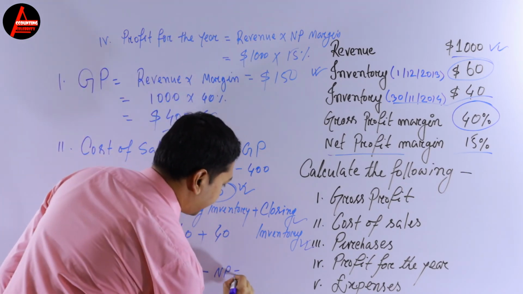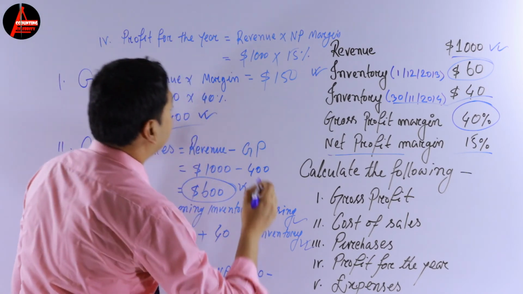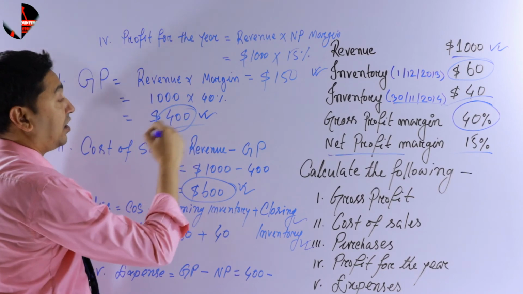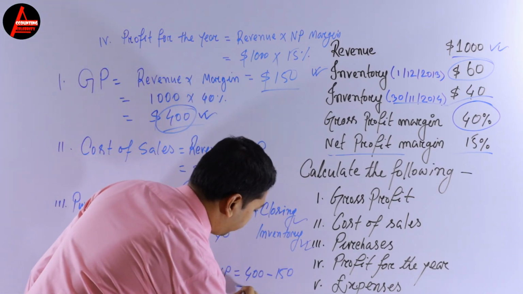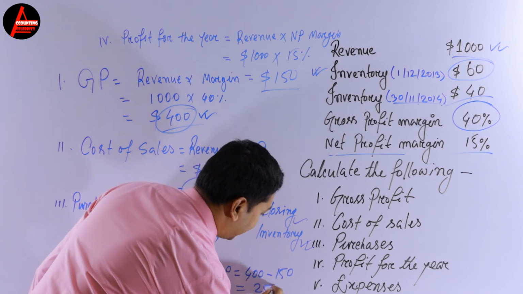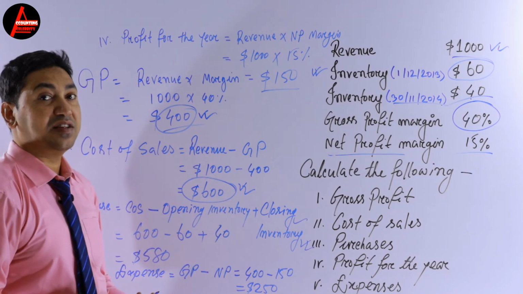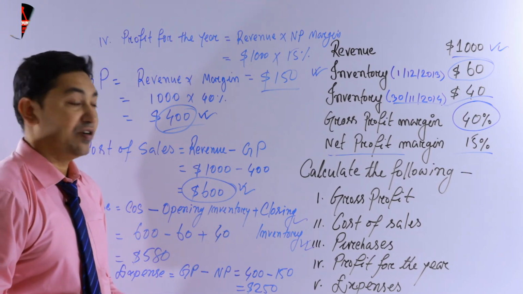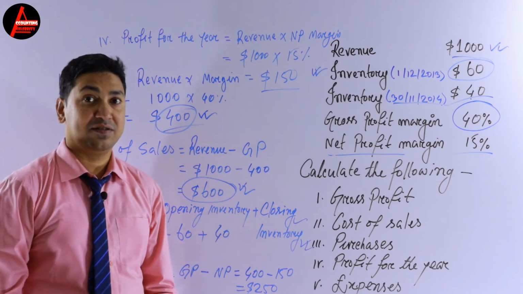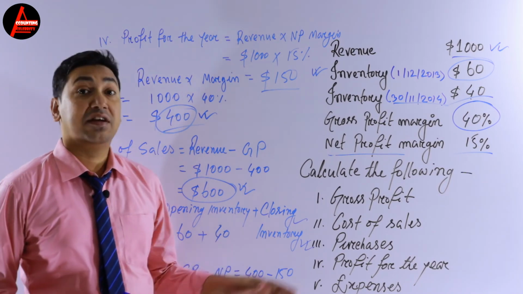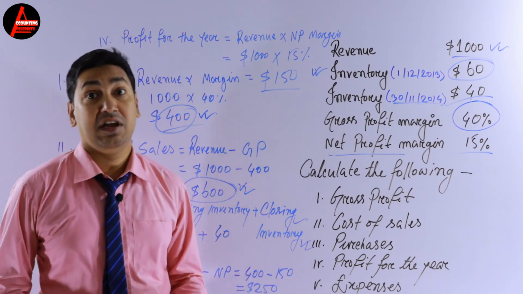So what is the gross profit? Gross profit was $400. Okay, we got $400, yeah. Now net profit is 150, so write 150. If we subtract, our answer is $250 is the expense. Okay, so it is very easy, but you have to know how to calculate. So this is how you need to calculate these items when information is given in the question this way.